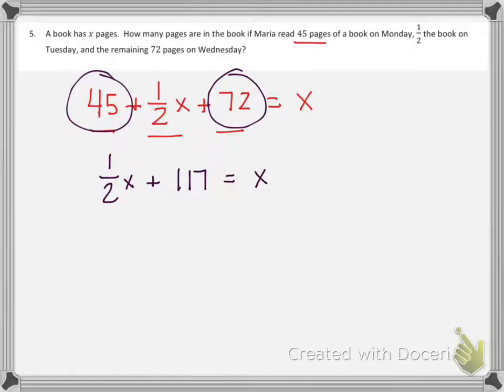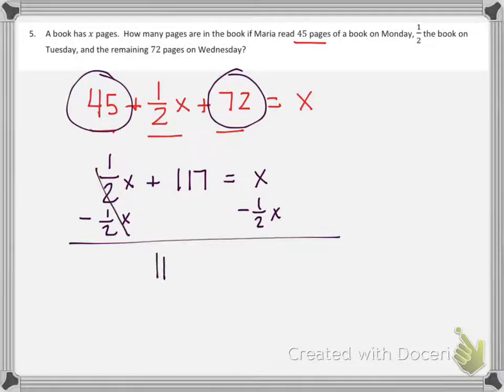And then I need to get my x's all on the same side. So I'm going to subtract 1/2 x from both sides. Okay, so this goes away. I get 117 is equal to 1x minus 1/2 x, which is 1/2 x.